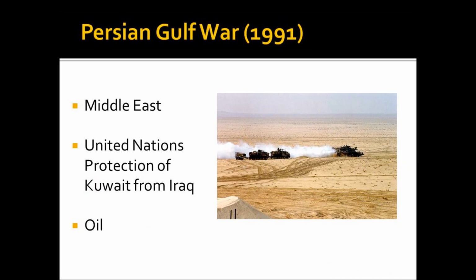Looking at the Persian Gulf War in 1991, this was fought over oil in the Middle East and the United Nations protection of Kuwait from Iraq. I'm sorry, Kuwait was invaded by Iraq and Saddam Hussein, and this was strictly for oil. And the United States and the United Nations step in to prevent this from happening.